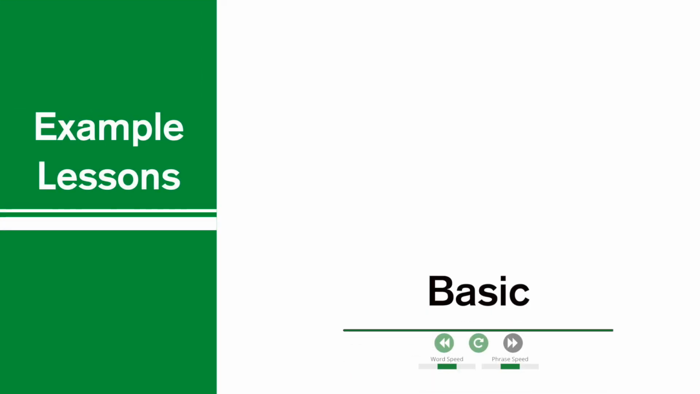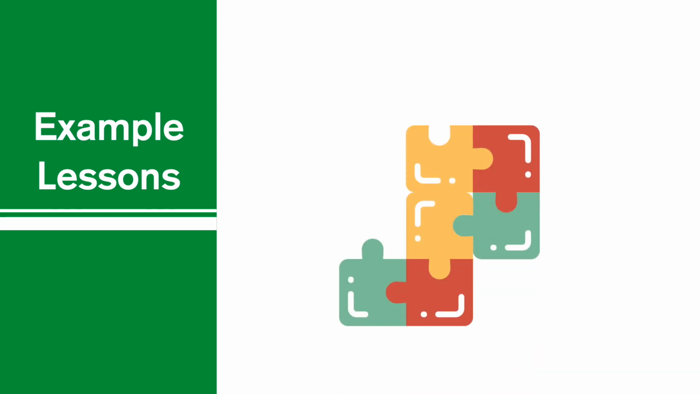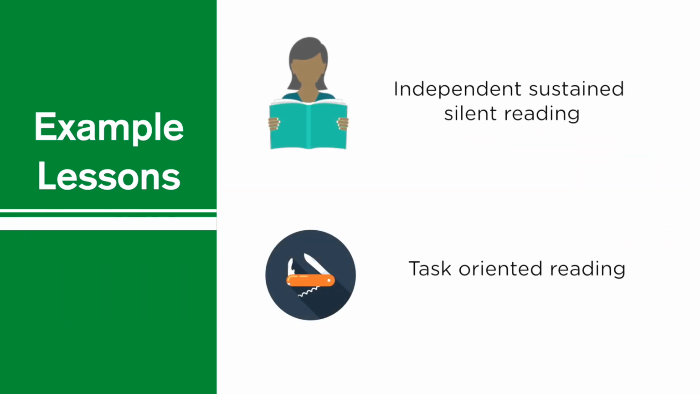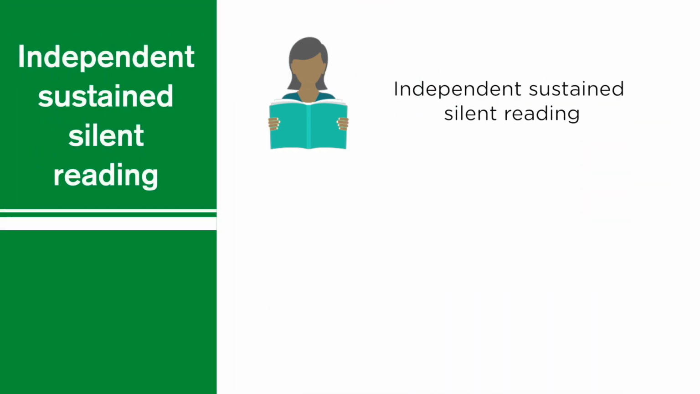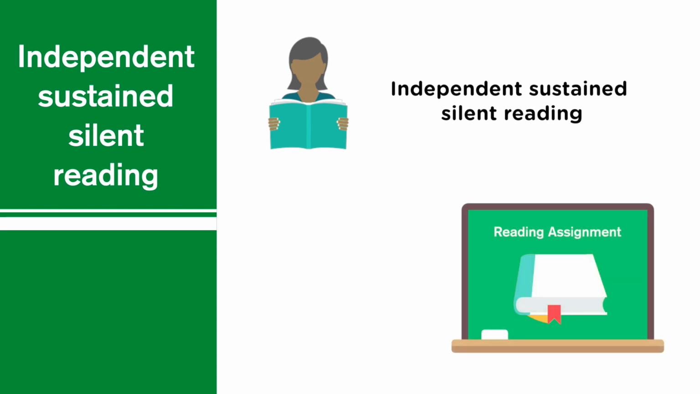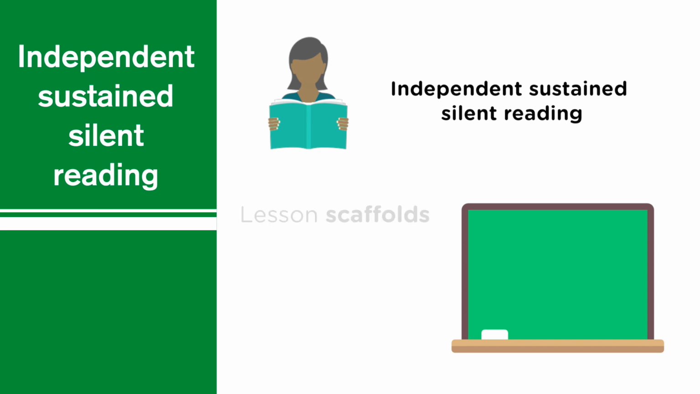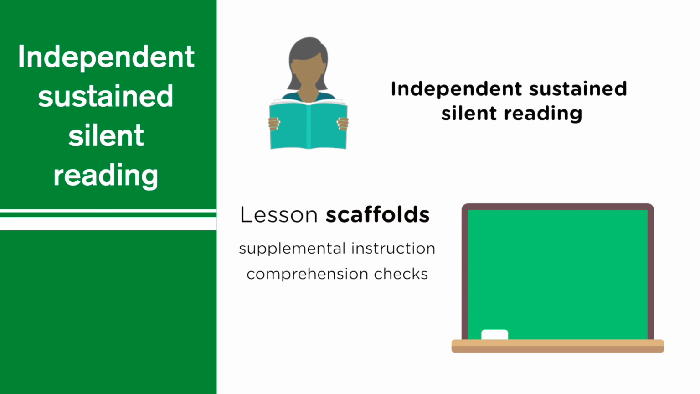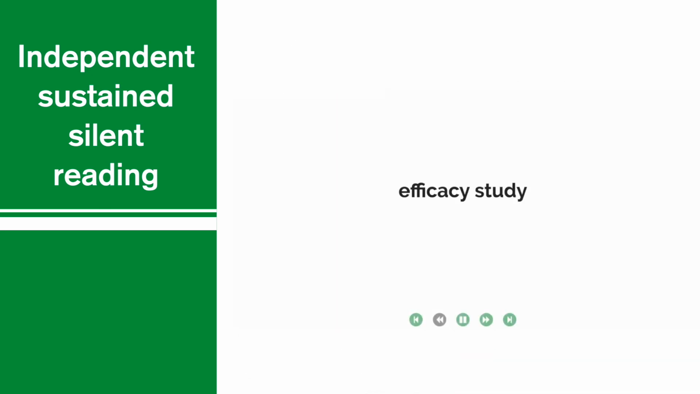Now that you've seen the basic reading functionality of Read Ahead, I'd like to show you two foundational ways to use it. These are the building blocks: independent sustained silent reading and task-oriented reading. Independent sustained silent reading is where we started with our Read Ahead research, and this is where most lessons start, with a reading assignment. It's pretty simple, but it packs a punch when you use Read Ahead and lesson scaffolds like supplemental instruction and comprehension checks.